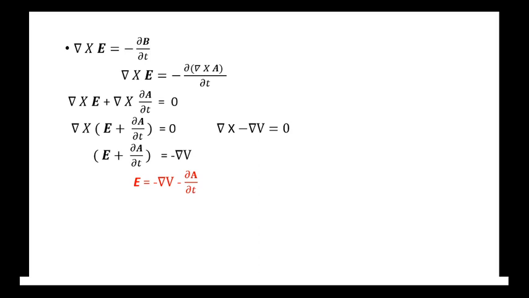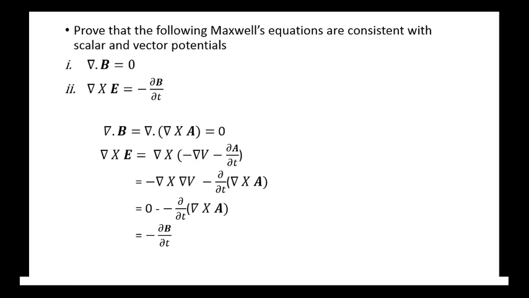So now we had expressed electric field and magnetic field in terms of potential, isn't it? Now let's check for the Maxwell's equations whether they are consistent with these potentials. So prove that the following Maxwell's equations are consistent with the scalar and vector potentials. We have given two Maxwell's equations, that is del dot B is equal to 0 and del cross E is equal to minus dou B by dou T.